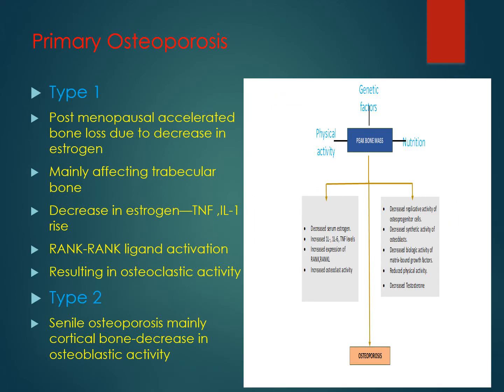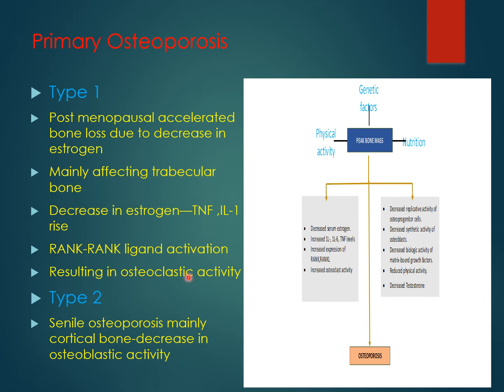Now, type 1 is postmenopausal, which is mainly because of the decline in estrogen level, and that occurs predominantly in trabecular bones or cancellous bones. Whenever there is decrease in estrogen, there is increase in tumor necrosis factor alpha, interleukin 1 and sometimes interleukin 6, which upgrade or activate the RANK-RANK ligand pathway, resulting in increased osteoclastic activity.